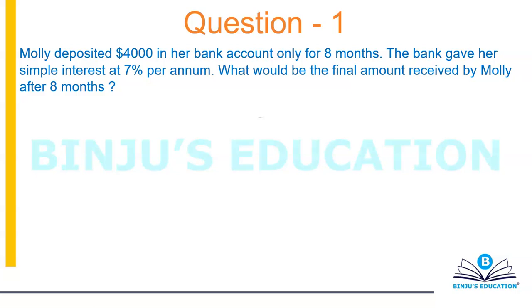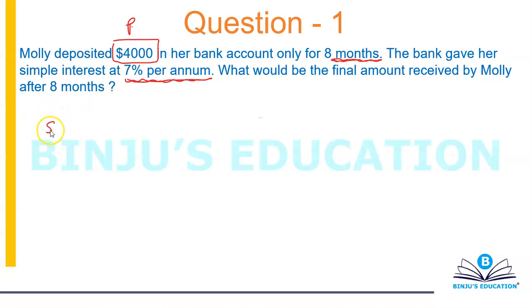Now the only thing you have to take into consideration is, this is the principal, you don't have to worry about it. The time period is in months, 8 months, and the simple interest is percent per annum, that is, it's a yearly or annual rate. So either convert months to years or convert percent per annum to percent per month. It's your call.